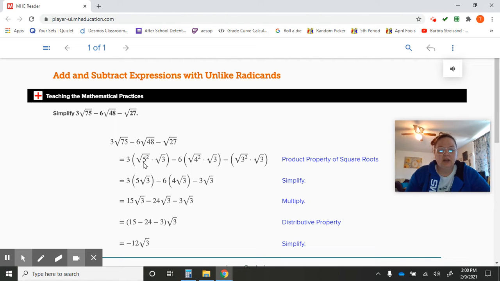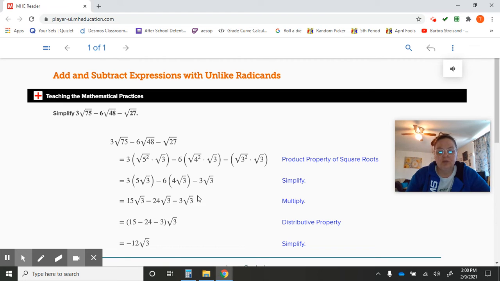Now we know that the square root of 25 is 5, so the 5 becomes a whole number all by itself right there, times the square root of 3. 16 becomes 4, and 9 becomes 3. So 3 times the square root of 75 becomes 3 times 5 times the square root of 3, which is 15 times the square root of 3. 6 times the square root of 48 becomes 6 times 4 times the square root of 3, which is 24 times the square root of 3. And the square root of 27 becomes 3 times the square root of 3.